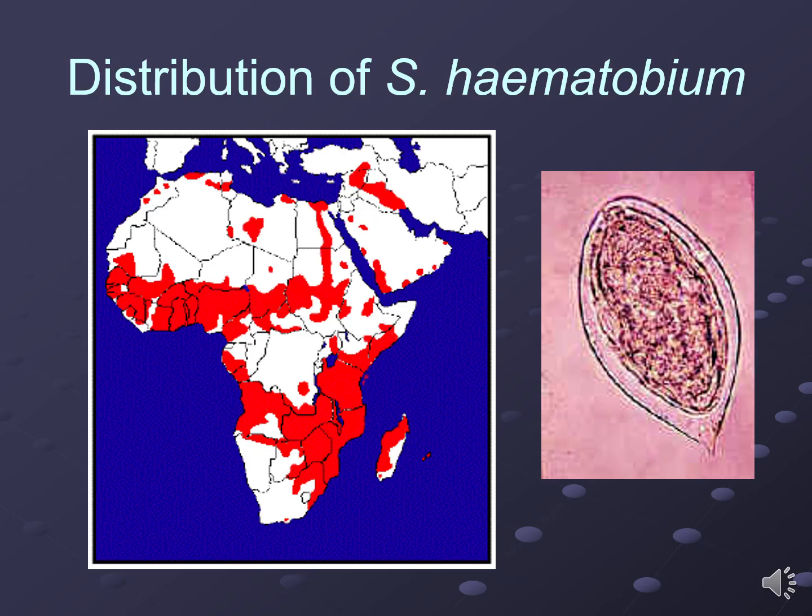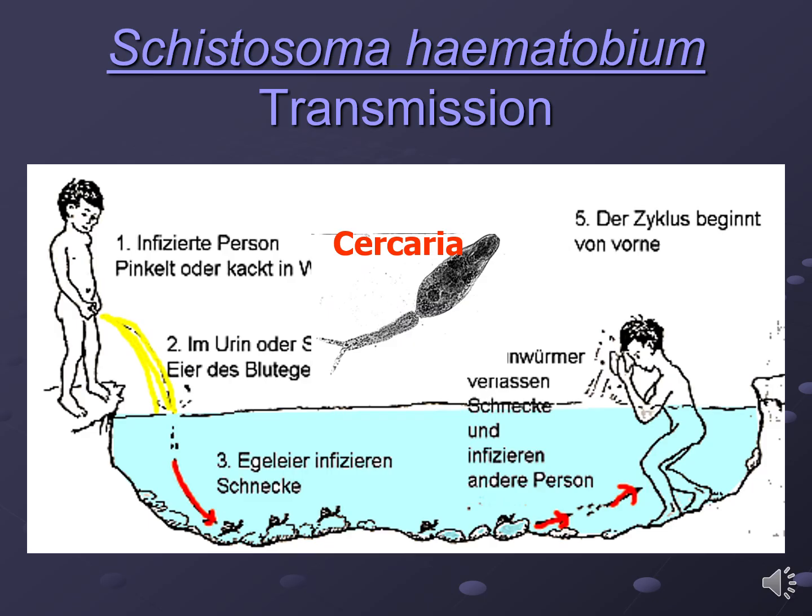Okay, Schistosoma haematobium, as I said, is in tropical areas and around the Middle East, and this is the characteristic egg. Please notice that the spicule here is terminal rather than to the side, and this is characteristic of the Schistosoma haematobium species.